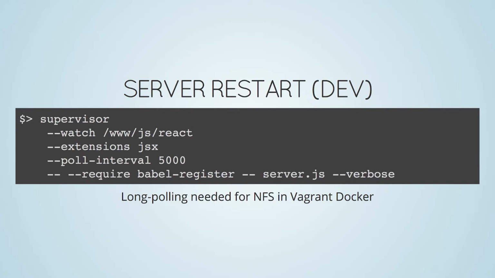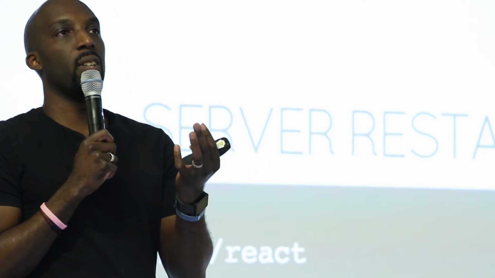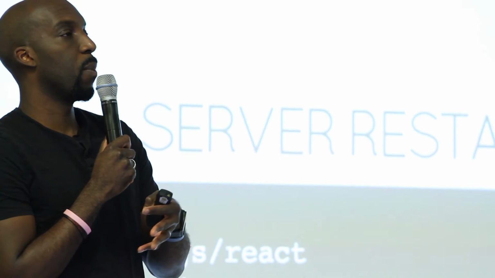So, but then I ran into another problem with this, is that I developed it on my local Mac and everything worked fine. And then I pushed it to our Docker environment, which runs in Vagrant, and everything was not fine. When I made changes to the files, the server didn't restart when I expected it to restart. So the problem ended up being that Docker Vagrant is an NFS file system, and the NFS file system doesn't work with the same file change events that Node Supervisor was expecting to be fired.